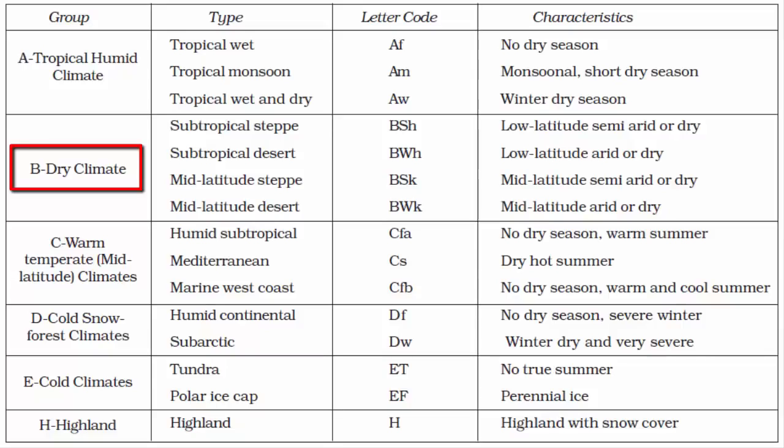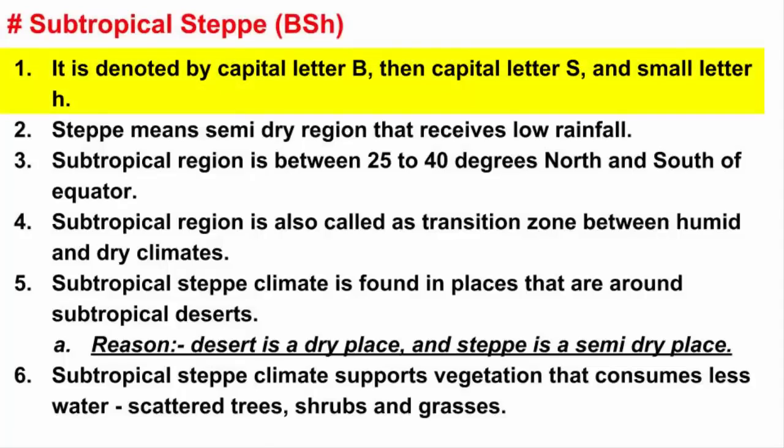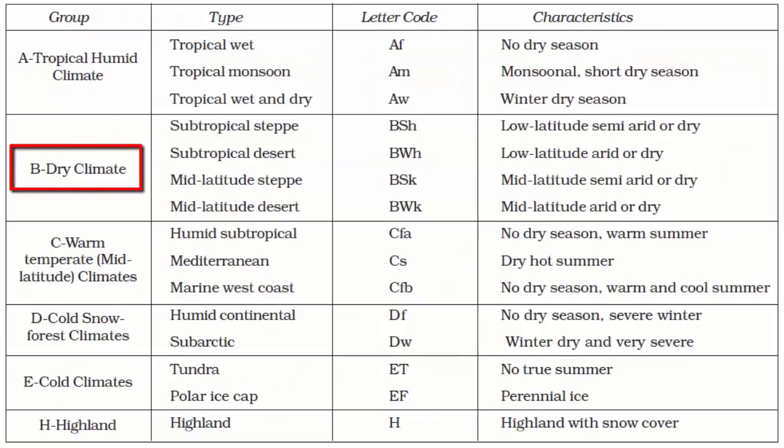In this video, we will learn about subtropical steppe climate. It is denoted by capital letter B, then capital letter S and small letter H. Now capital letter B denotes the entire group, which is the dry climate. So capital letter S and small letter H denotes subtropical steppe.